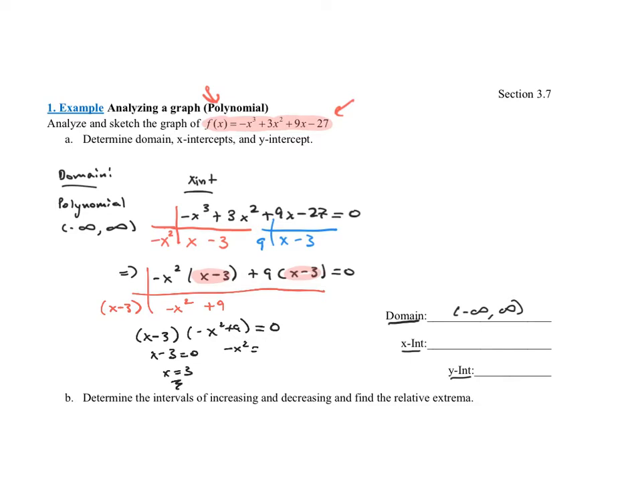Negative x squared plus 9 equals 0. Add x squared to both sides, you'd have x squared equals 9. Take the square root of both sides, never forget plus or minus, and you'd have x equals plus or minus 3. So from these three values right here, 3, plus and minus 3, that gives me my x-intercepts. Remember, when you write x-intercepts, it's not an x value. An x-intercept is a point on the graph.